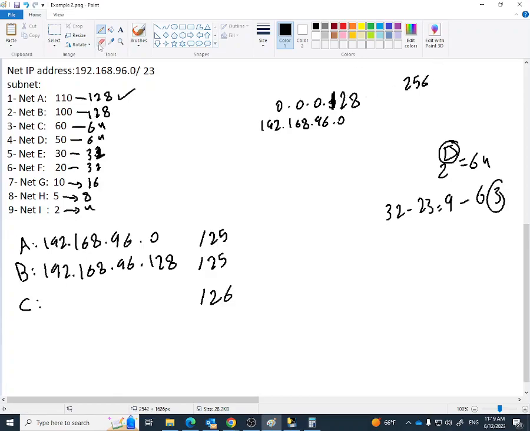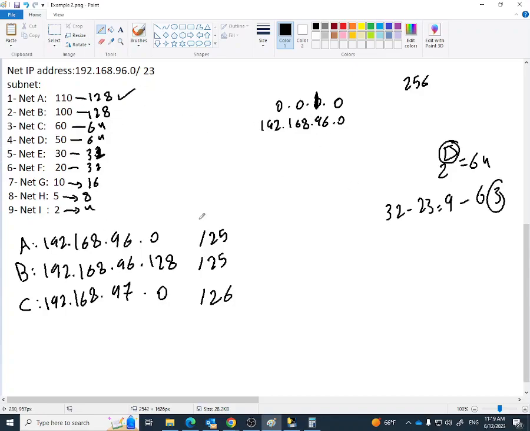Now, whenever you get a case of 256 or more, you probably will never get more, but if you get more, you simply have to set it to 0 and add 1 here. Whatever the value that you have here, just add 1 to it. So this is my new mask. Just add it here, you will get the value 192, 168, 97.0. And that's for network C.